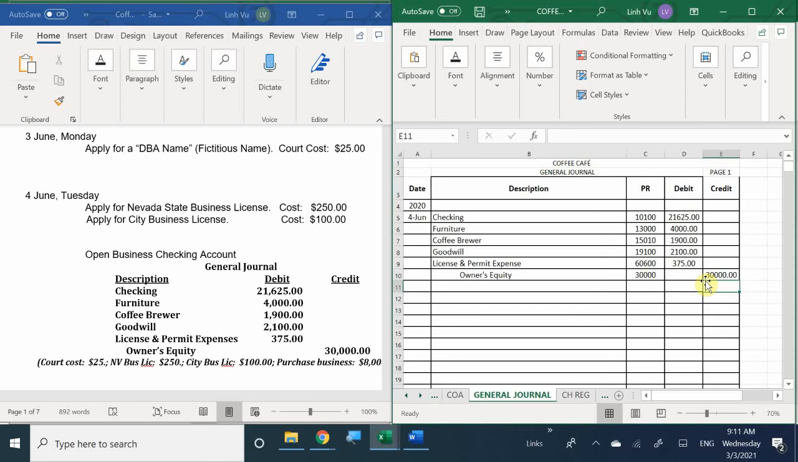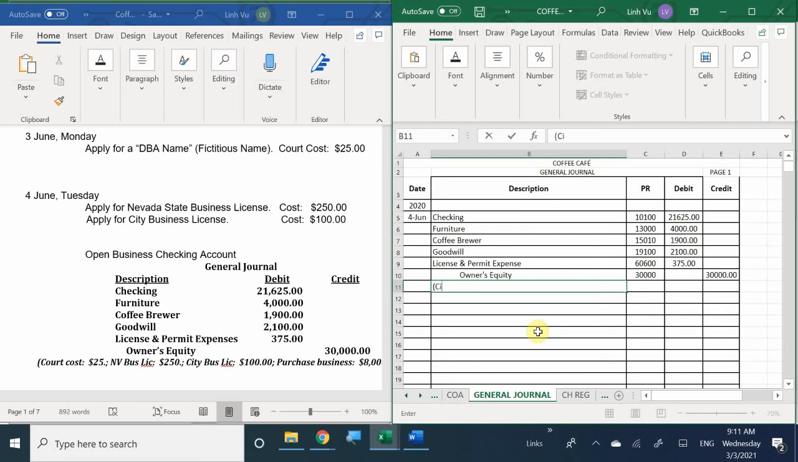All right, now that is how we complete our very first journal. All our debits are left aligned. My only one credit is indented. Now I need to also place a piece of information here. What do I need to place? In this case, down below, you can copy that exact thing saying court costs $25.